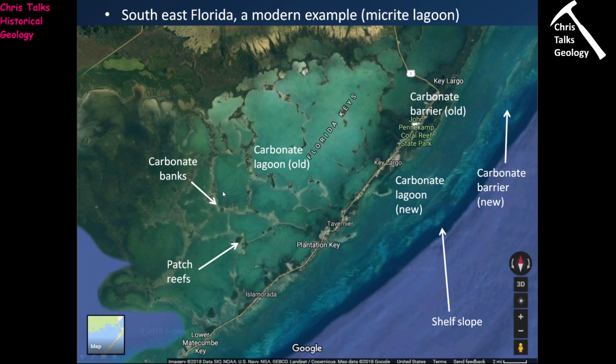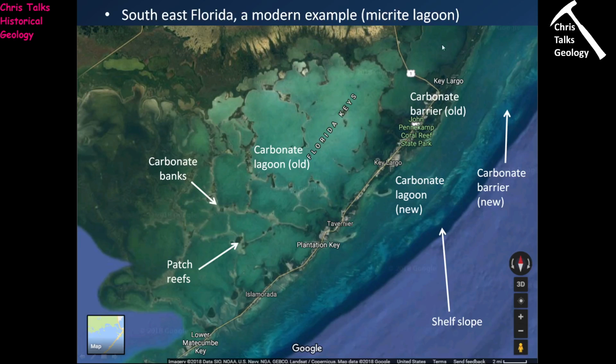So here's an example of a modern carbonate platform. This is the Florida Keys. You can see this is obviously the east coast of Florida, so down in the southeast. Over here, off to the left, would be the Florida Everglades. But you can see here we have Key Largo. So you can see here's our carbonate barrier. Okay, and this is actually an old carbonate barrier. This is an old reef, or at least that's what it's based on. So this once upon a time was underwater, but the sea level dropped and it became exposed.